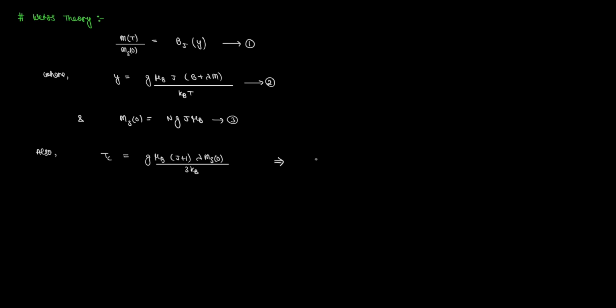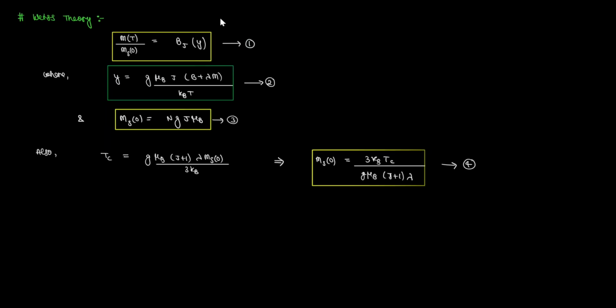Rearranging this will give you the saturation magnetization as 3 k_B Tc divided by g mu_B (J plus 1) lambda. Now, using the expression for the Curie temperature and equation 2, we can find the ratio of y and Tc. Further simplification will give you the following.